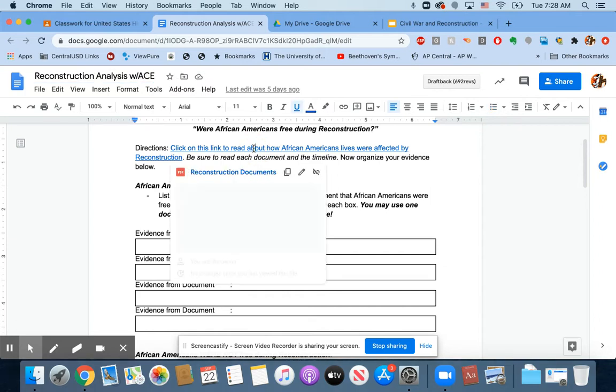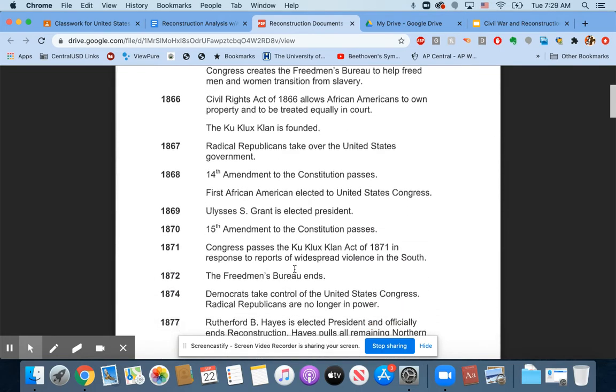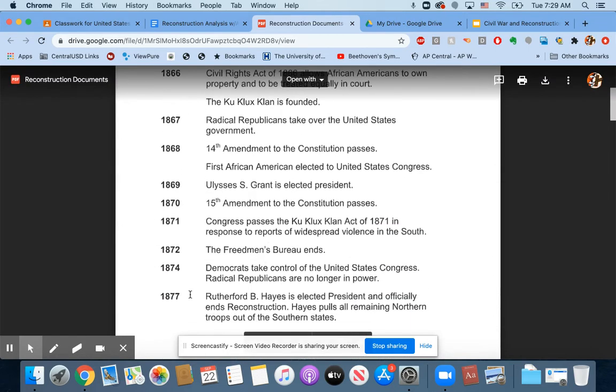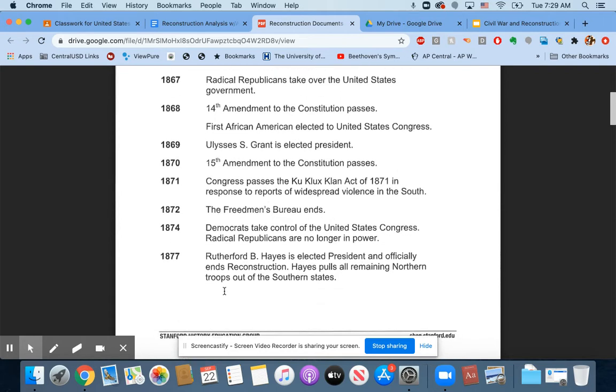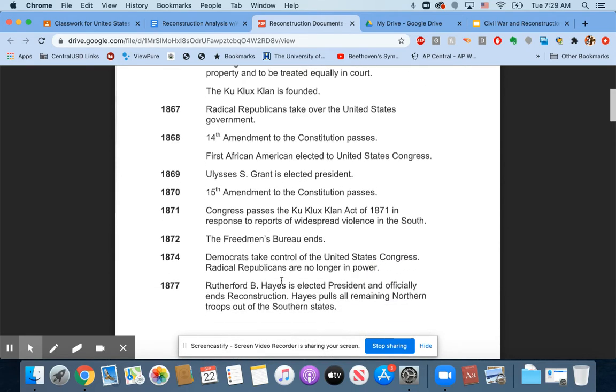Click on this link, Reconstruction Documents. You can see once it pops up that the first thing here is a timeline that gives you an idea of what was going on and the major events during this Reconstruction time period. If you remember from my slides, it said from 1865 to 1877 is the time period that most historians consider Reconstruction. So you can see some different amendments, some different organizations that were created, some different presidents elected. You can go ahead and look at that on your own.